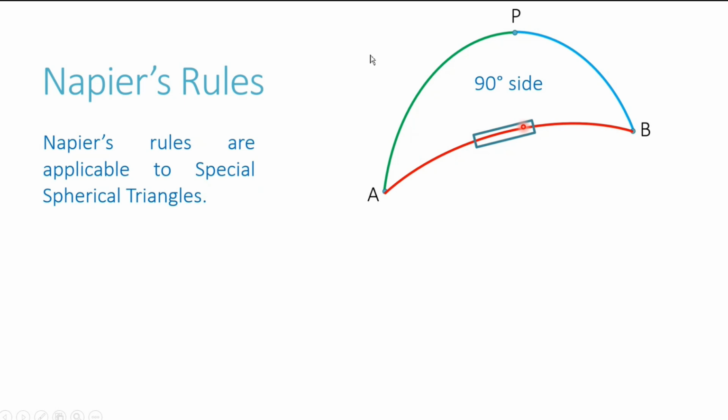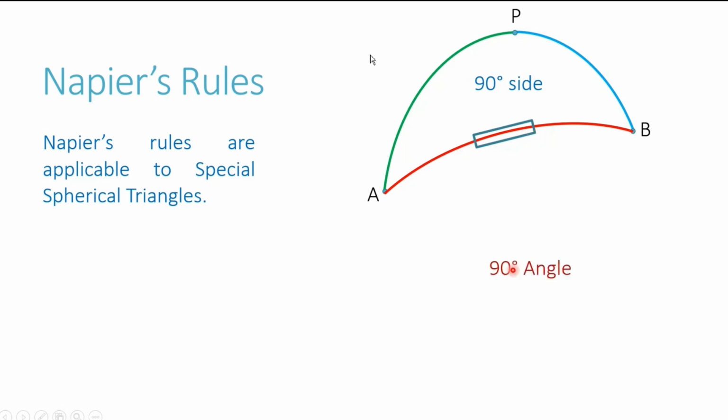Now we are aware that in a spherical triangle, the angles as well as the sides are measured in angular units. So if any one of the sides of a spherical triangle is 90 degrees, then it is known as a quadrantal triangle, and Napier's rule can be applied to it. A 90-degree side is represented by making a rectangle in this particular way. So whenever you see a diagram of a spherical triangle with any one of the sides having this rectangle, it tells you that this is a quadrantal spherical triangle, or a spherical triangle whose side is 90 degrees.